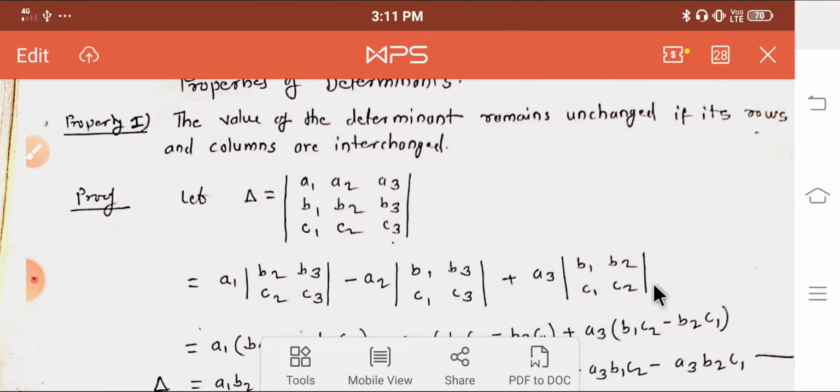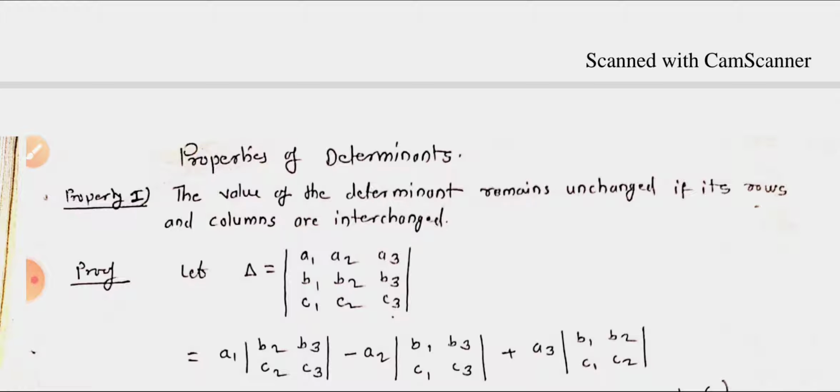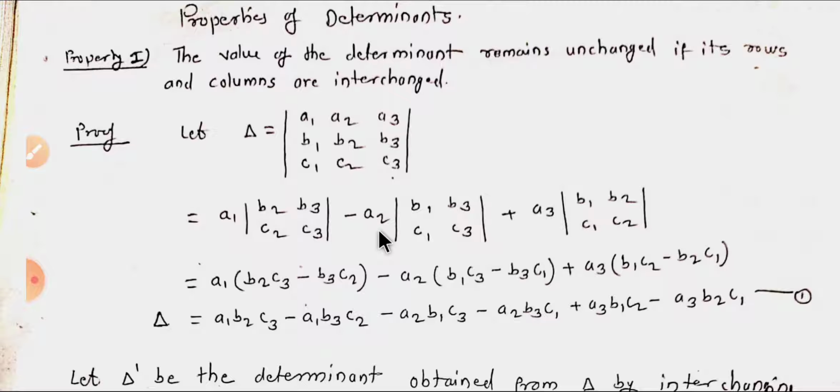Means when we interchange rows into columns and columns into rows, the value of the determinant remains the same. Proof: let delta, delta means determinant, equal to the determinant of a1 a2 a3, b1 b2 b3, c1 c2 c3. This is expanding by the first row. So this is equal to a1 into the determinant of b2 b3 c2 c3, minus a2.